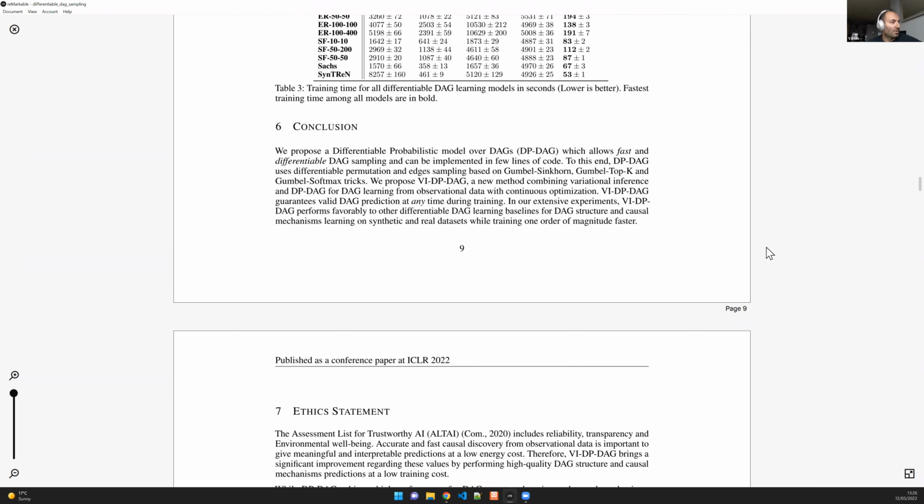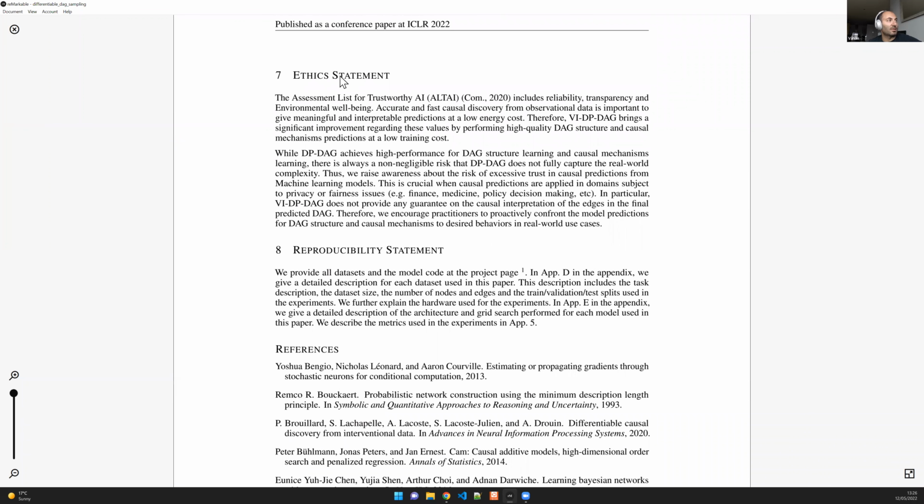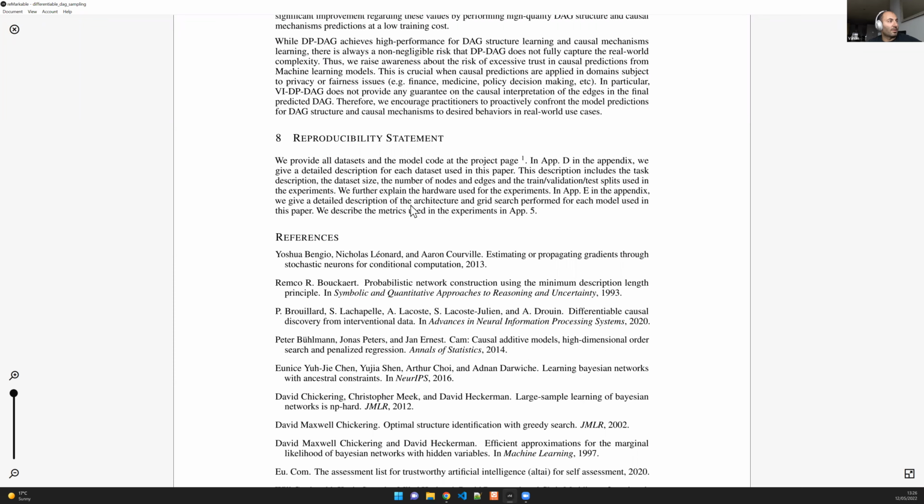Okay, let's scroll down. One last interesting bit here, which I found cool, is that they have an ethics statement that says always question our algorithm. It also says that because it's so much faster, it's good for the environment. And they made all the data and code available publicly, which is also great.